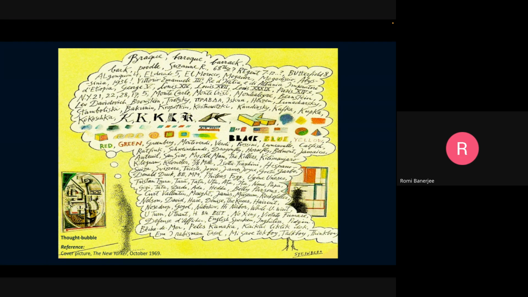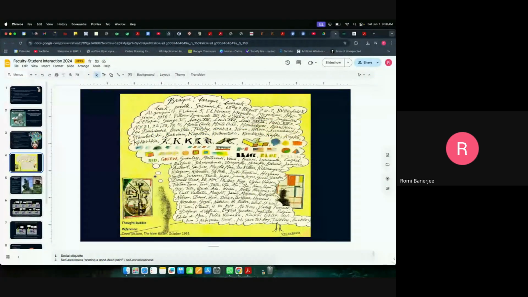This is a very interesting picture. It came out in the New Yorker in 1969 and it's called a thought bubble. You see colors, you see shapes, you see different kinds of multimodal representations within your brain getting activated because of a certain sensory stimuli pattern. So this is a very beautiful example. And now I'll go on to the class notes.